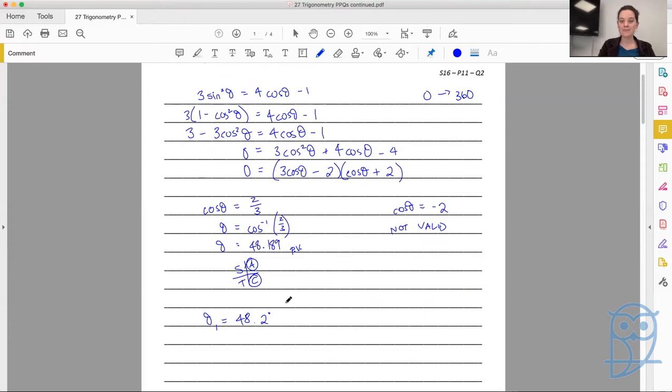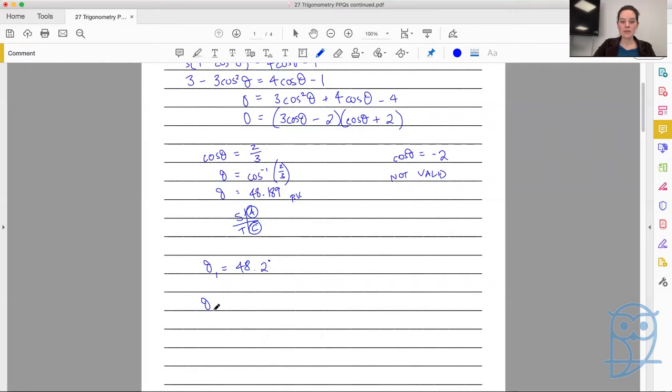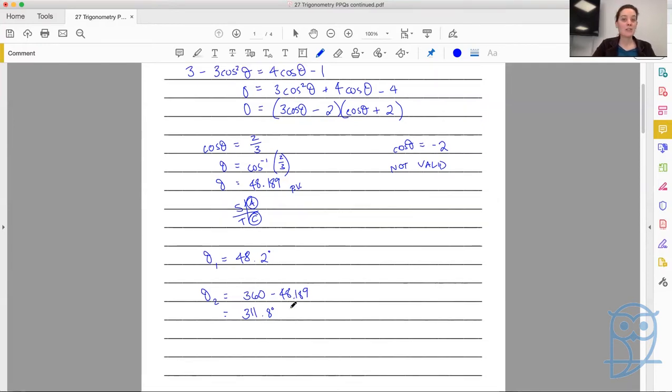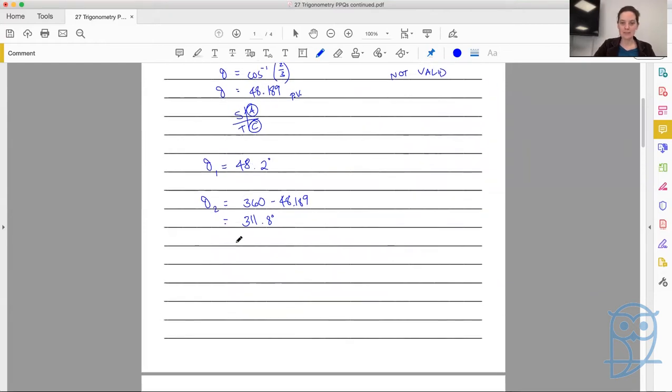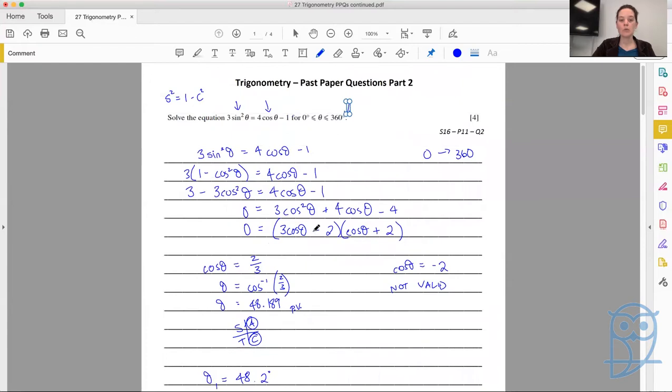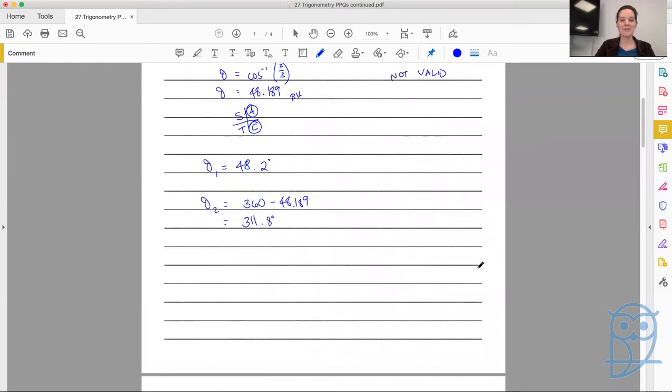48.2 degrees. Answers to degrees to 1 decimal place. And theta 2 is going to equal 360 minus 48.189. Always better to use an unrounded figure for further calculations. And 360 minus 48 point the nonsense gives us 311.8 degrees. So remember that rounding rule of 3 significant figures, except for angles in degrees to 1 decimal place, unless told otherwise. So if we think about it, working with plain cos, working 0 to 360, we should have two answers, and we've got two answers.